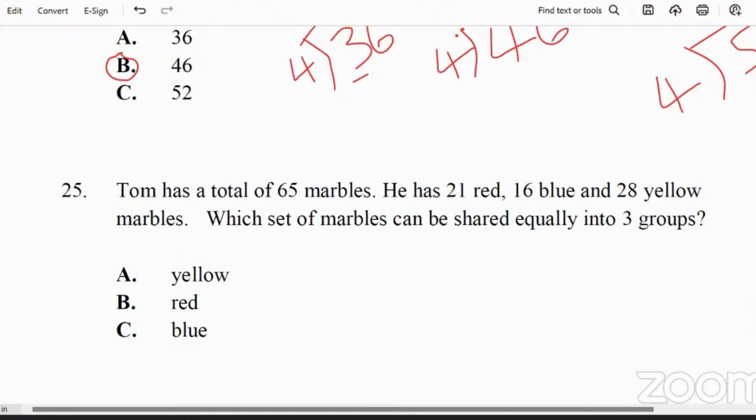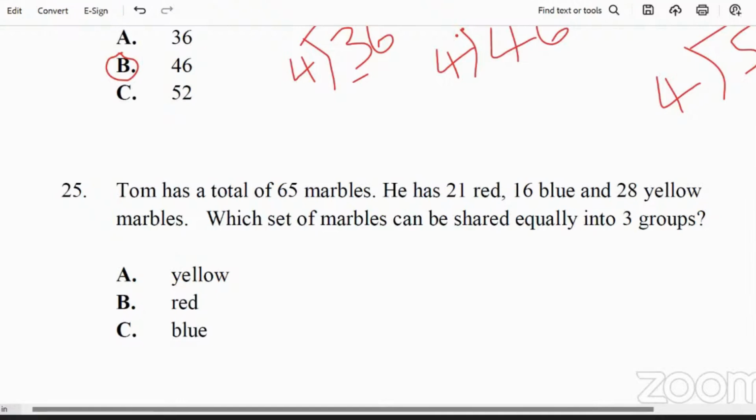So it has a total of 65. It has 21 reds. Can we divide 21 equally into 3 groups? Can we divide 16 into 3 equal groups? Or can we divide 28 into 3 equal groups? Okay, let's try 21. If you know your multiplication tables, you'll know that 3 times 7 is 21. 3 times 5 is 15, we have another extra one there. 3 times 9 is 27.